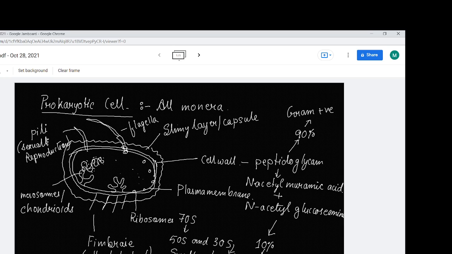Other than that, the cytoplasm contains all the raw materials that are required to produce different components in the cell. So this is all about the prokaryotic cell.